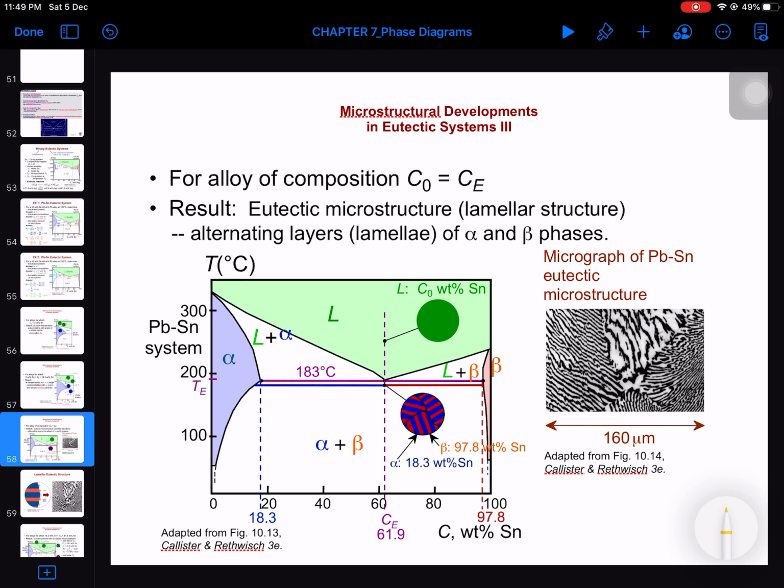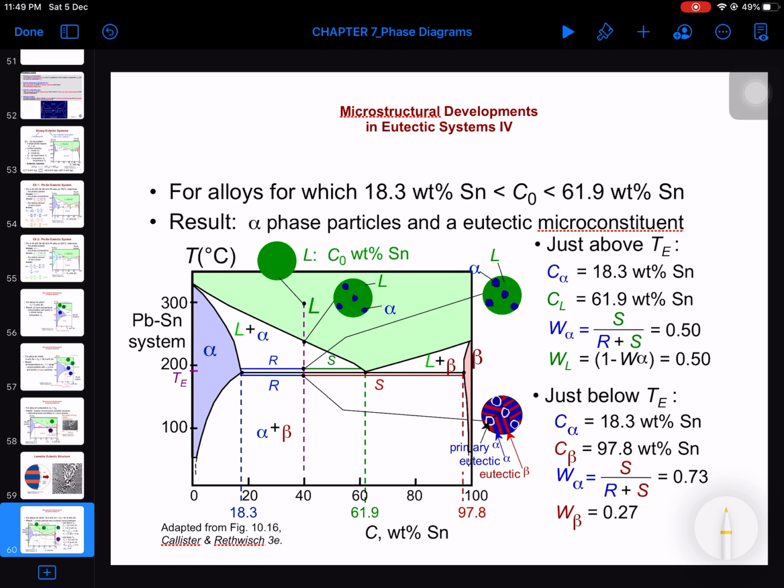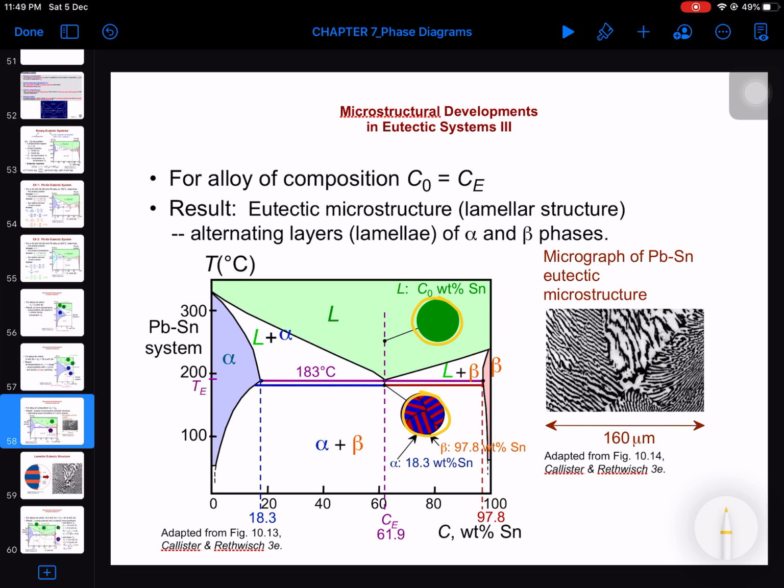And this one is for the alloy composition at eutectic composition. So, the development of microstructure at eutectic composition. Since it doesn't go through the transition of liquid plus alpha or liquid plus beta region, it goes straight away from liquid to all solid. When it changes to alpha plus beta upon solidification, this alpha and beta come in the form of a lamella structure.